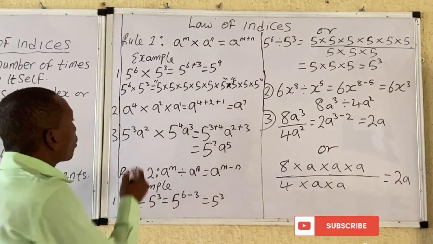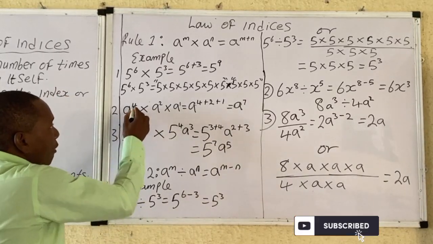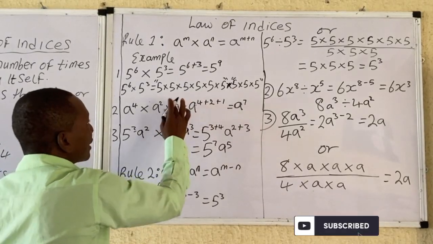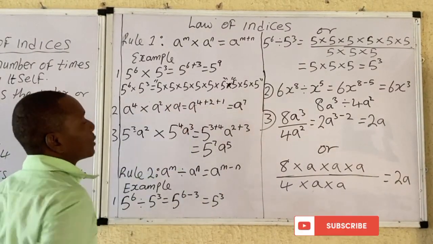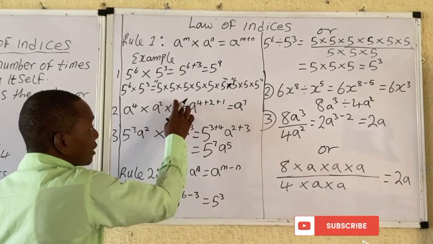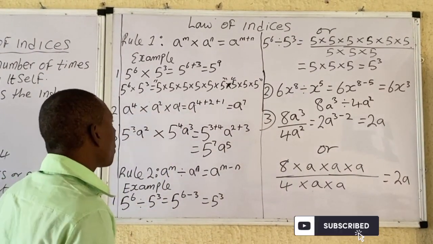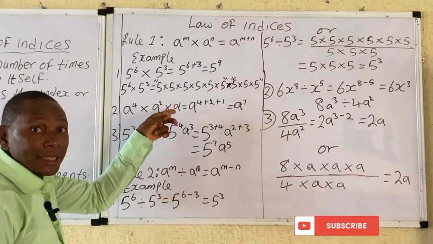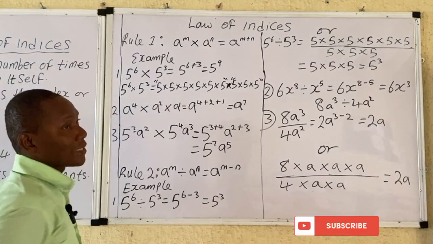All right? So example number 2, we have a raised to the power 4 times a raised to the power 2 times what? a. Now, if you don't have anything here, for example, you just add your 1. Note that. If there's nothing there, it simply means the index is 1. Because in most cases, you will not see a raised to the power 1, you just see a. So, on your own, just put 1 as the index.